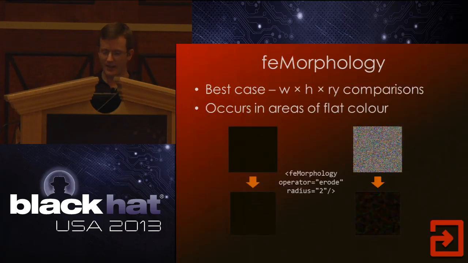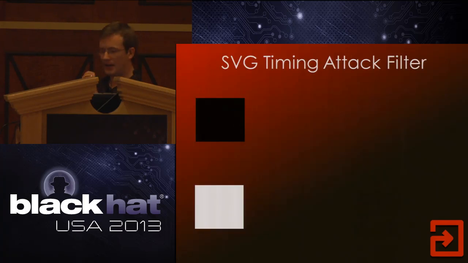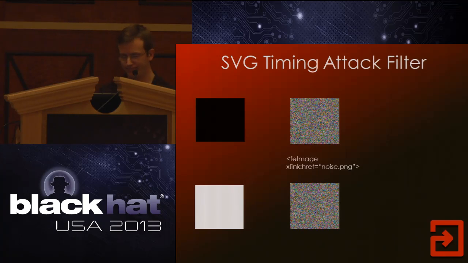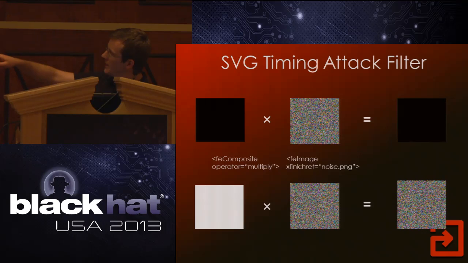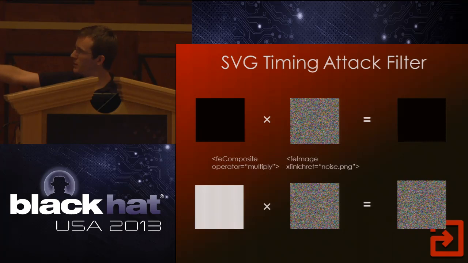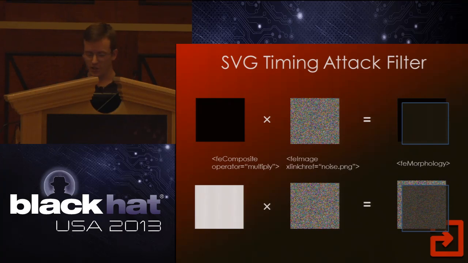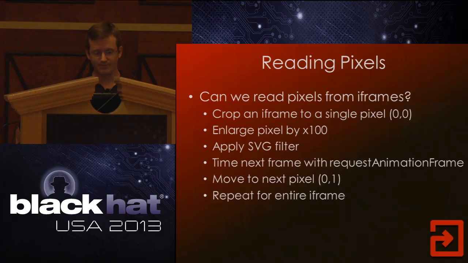So rather than having a flat image and a noisy image, we can take a black area and a white area. And we can use an FE image filter, which is noise, and we can multiply those together. So if we multiply black with noise, we get black. And if we multiply white with noise, we get noise. Because in the top image, it's all zeros, so 0 times anything is 0, and the bottom image is white, it's 1, so 1 times anything is 1. So we go from black and white to black and noisy, which we can then apply FE morphology to, and that will be faster or slower.